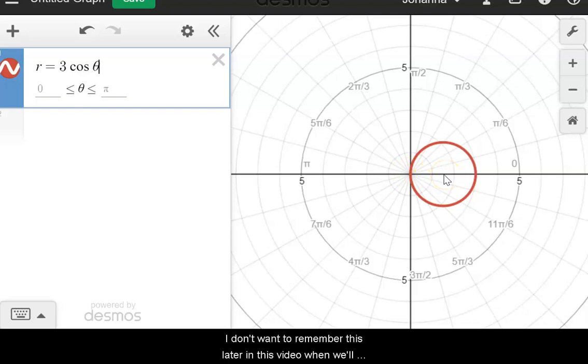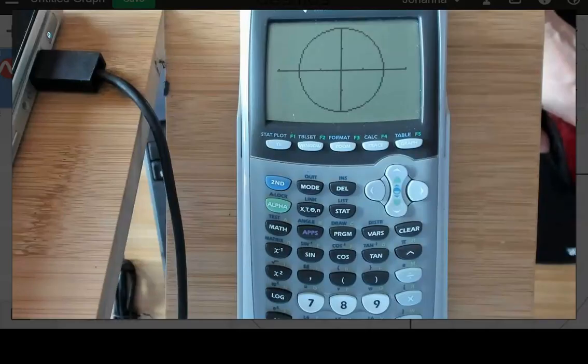You're going to want to remember this later in this video when we'll talk about the relationship between a cosine and the fact that the circle has been moved horizontally. In this case, it got moved horizontally over to the right. Now, let's take a look at what it looks like in the graphing calculator on the TI-84.